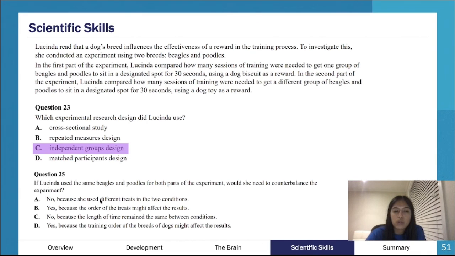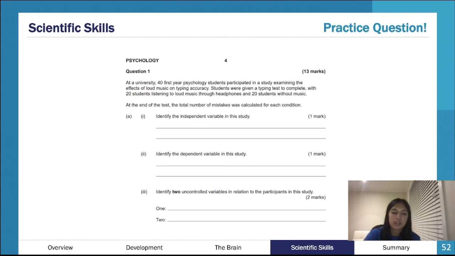So that's why we're thinking more so the order of the treats versus the training order, because the treats is what's actually changing. The training order isn't necessarily changing. They're sitting in the spot for 30 seconds, they're sitting in the spot for 30 seconds. It's this idea of they're sitting in the spot for 30 seconds and then they get a biscuit, or they're sitting in the spot for 30 seconds and they get a dog toy. So if you got everybody to do a dog biscuit and then everybody to do a dog toy, with the dog toy one, they might get better results because they've had practice at it. So that's why it's the order of the treats.